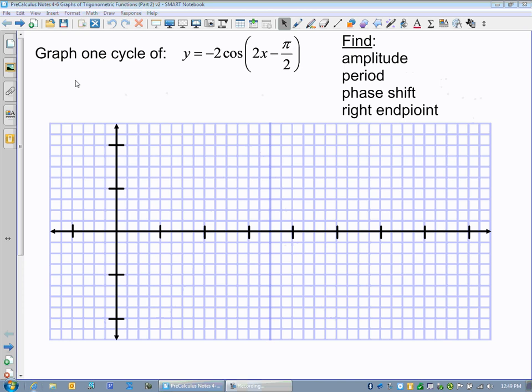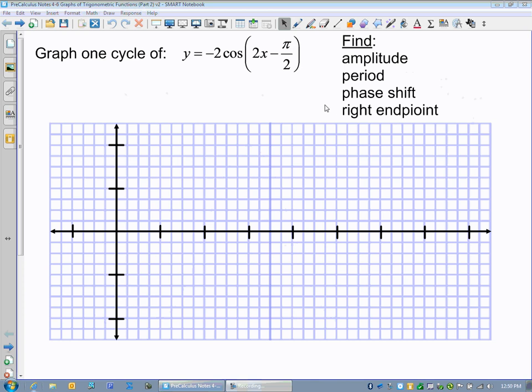All right, but first, let's do a little bit of a review of what we learned last time, which is graphing sine and cosine. So here's a problem to get you back into the swing of it. If you want, go ahead and pause the video now and graph this, and then come back and we will see how you did. Okay, hopefully you've graphed it by now.